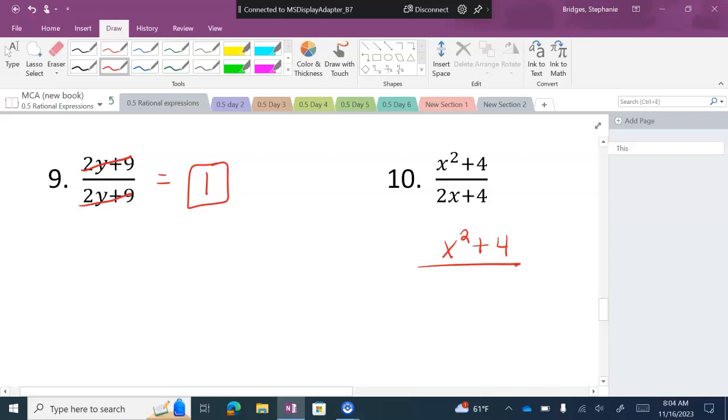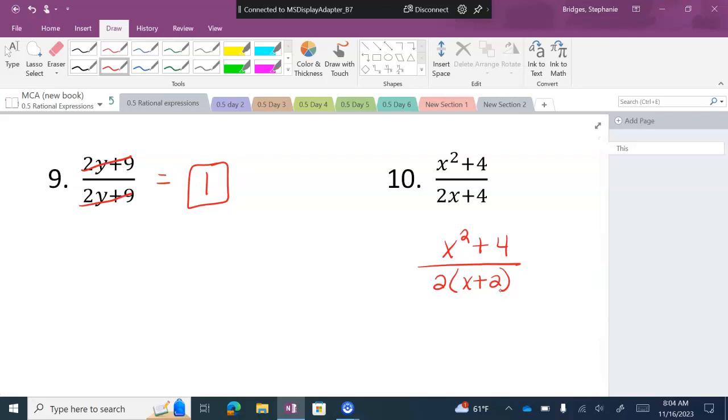What about the denominator? Can I do anything there? I can pull out that GCF. What is it they have in common? Okay, and that's going to leave me with x plus 2. Does that help me simplify anything?